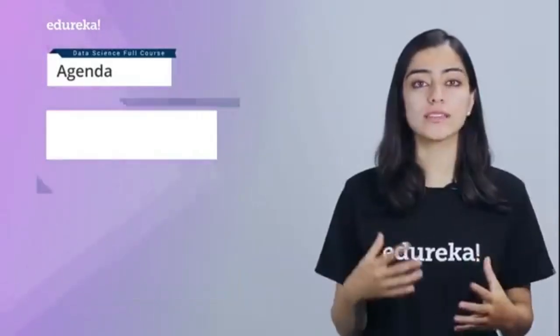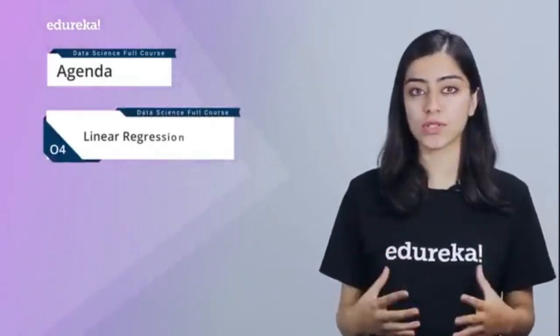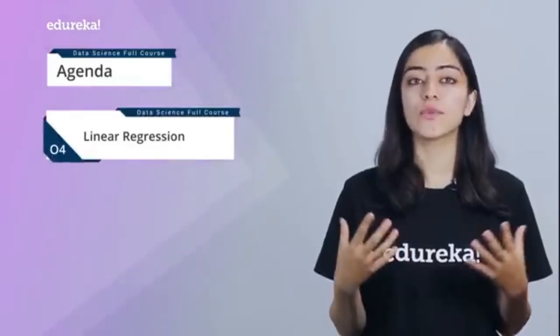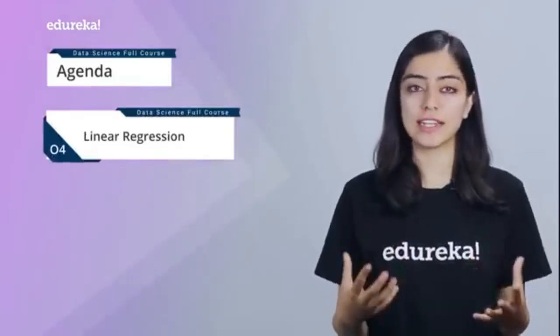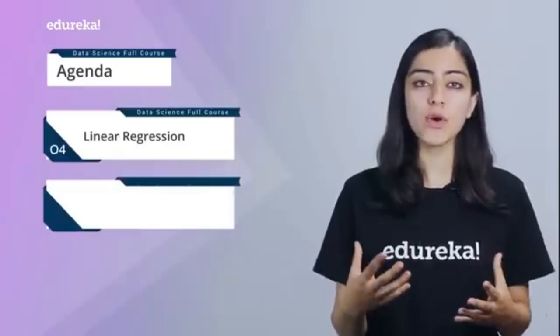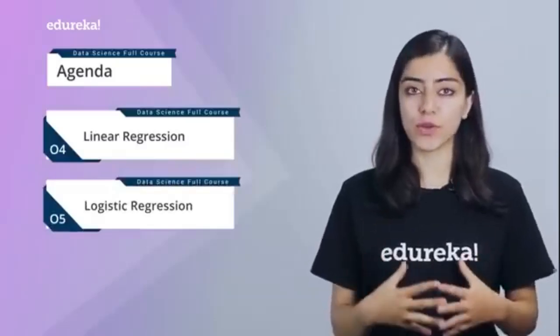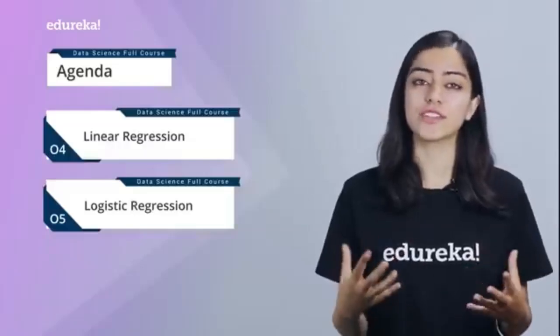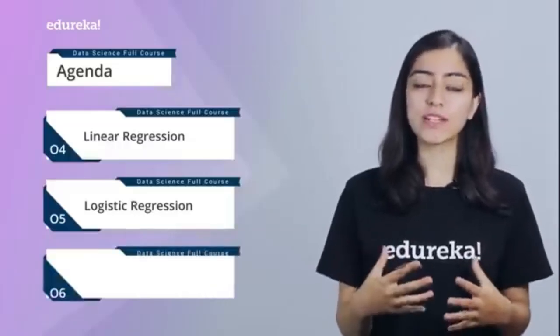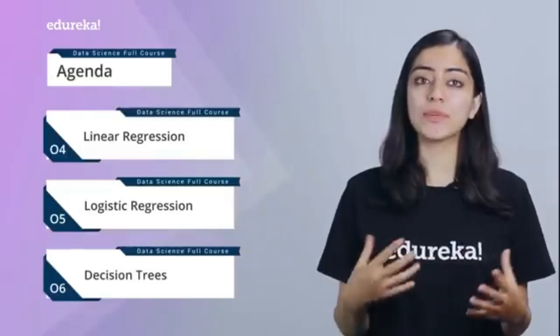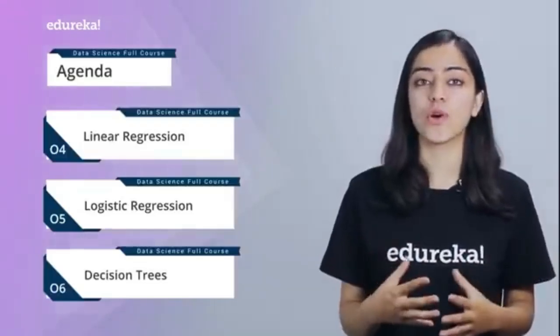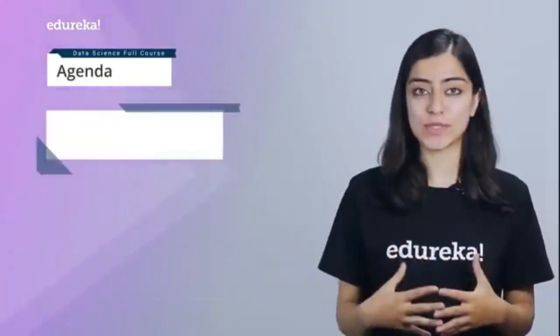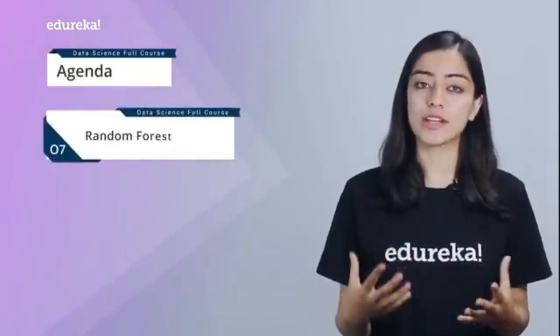The next module is the supervised learning algorithms module where we'll start by understanding the most basic algorithm, which is linear regression. The next module is the logistic regression module where we'll see how logistic regression can be used to solve classification problems. After this, we'll discuss decision trees and we'll see how decision trees can be used to solve complex data-driven problems. The next module is random forest.